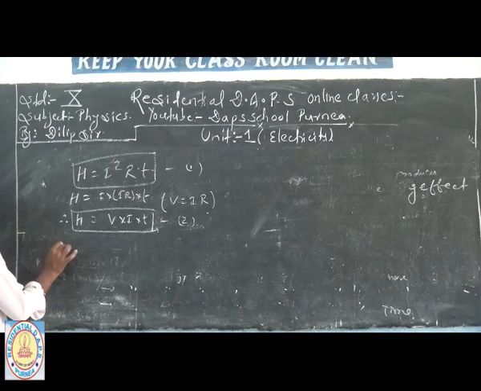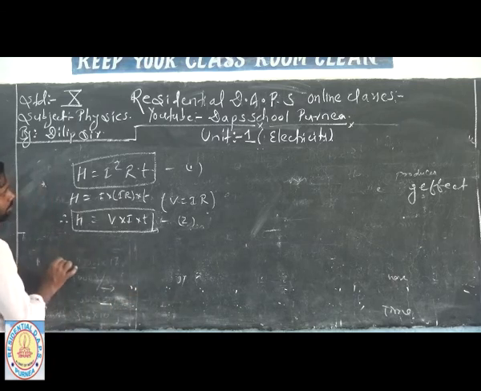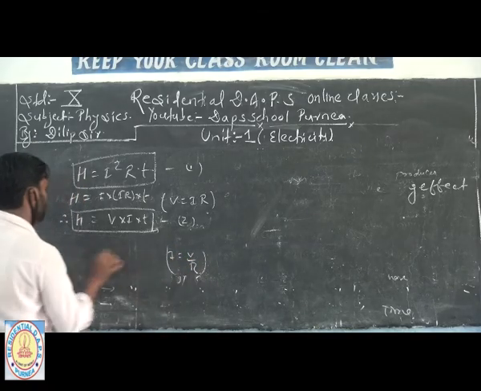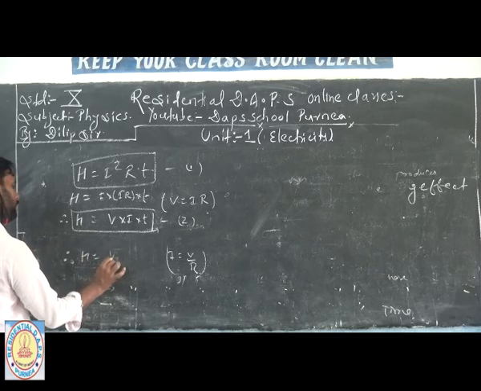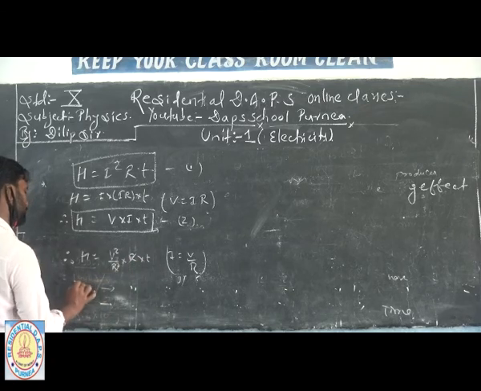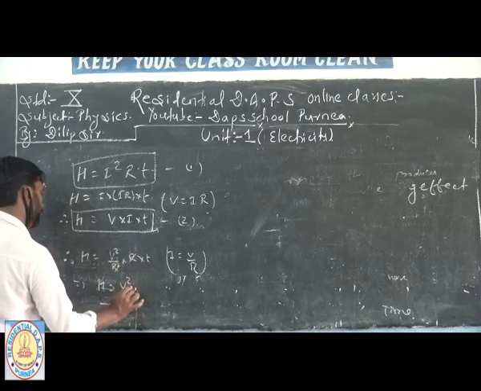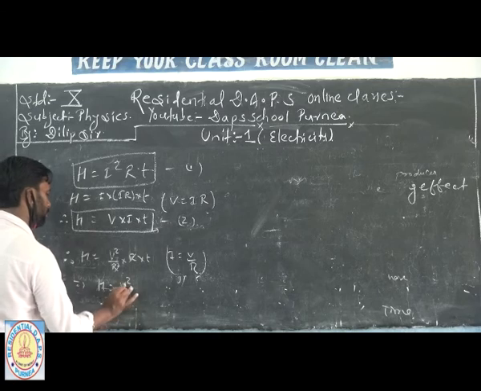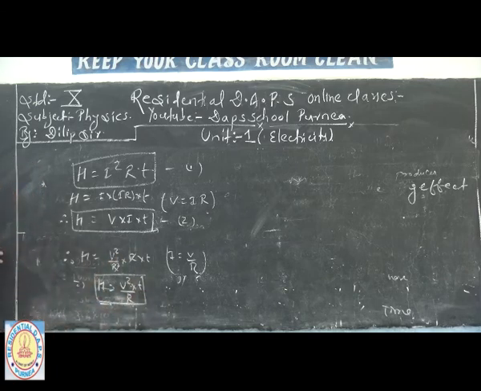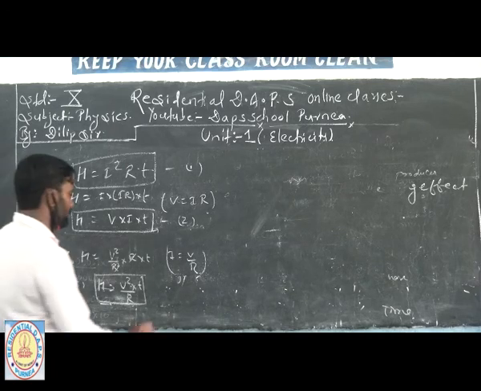Number three: as we know, I equals V by R. Therefore, H equals V by R, V square by R square into R into T. One R is cancelled. This implies H equals V square into T by R. This is the third formula.